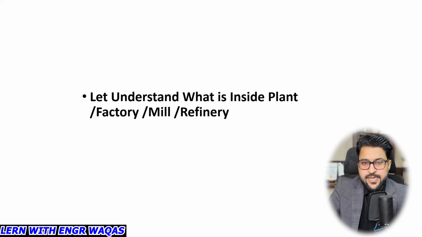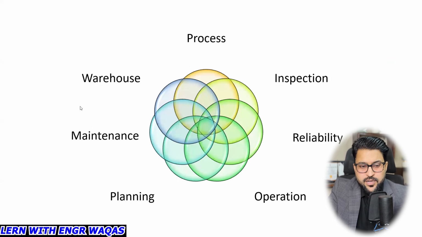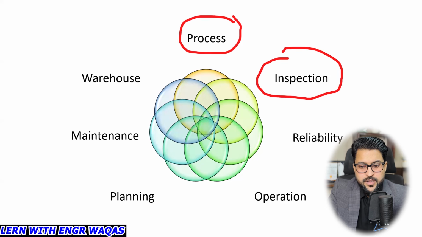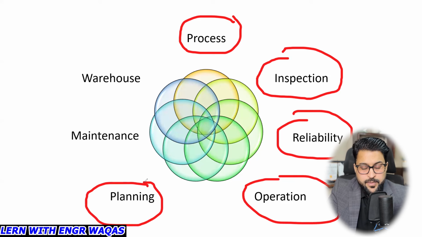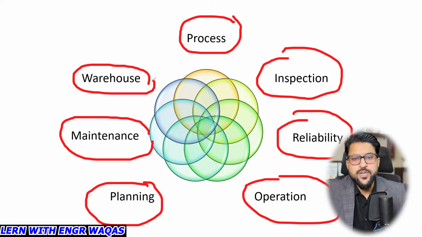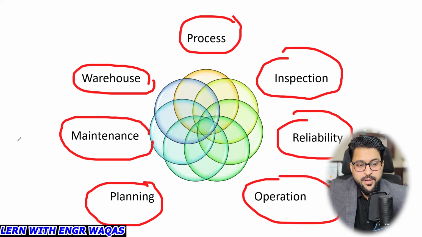So let's understand what is inside the plant, what is inside the refinery, what is inside that factory. There are certain departments. You can see there is the process department, inspection department, reliability department, operation department, planning department, which is your department, right? And the maintenance department, and warehouse department. You need to understand all of these departments one by one.